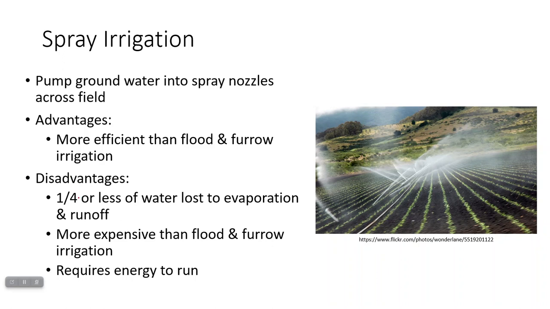You are going to lose about a quarter of your water to evaporation and runoff. It's more expensive because you have to have a sprinkler system installed. You may have to have tubes to carry the water. And then you're going to need energy because you're going to have to usually pump the water so that it will come out the nozzle. So you might need to use electricity or some other form of energy besides just letting gravity do the work for you.